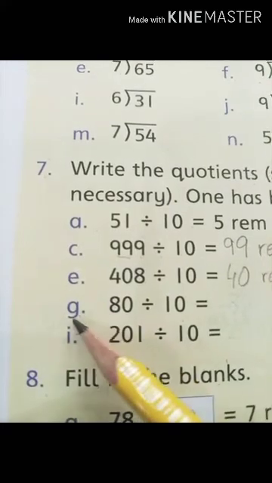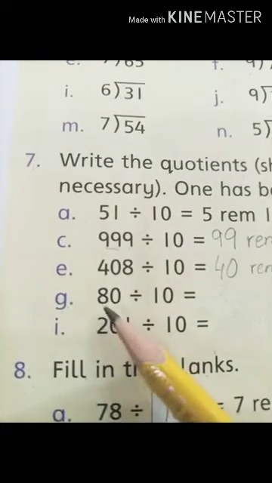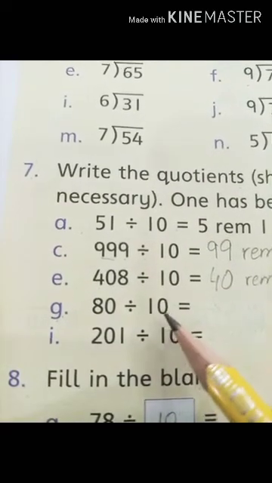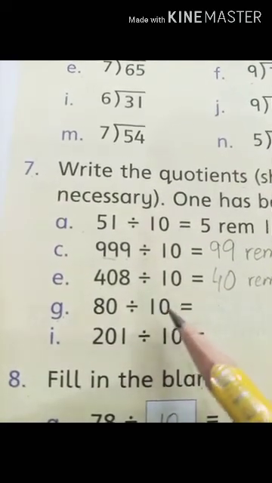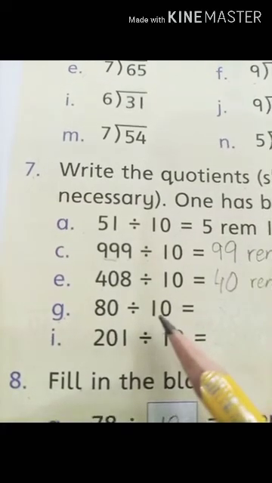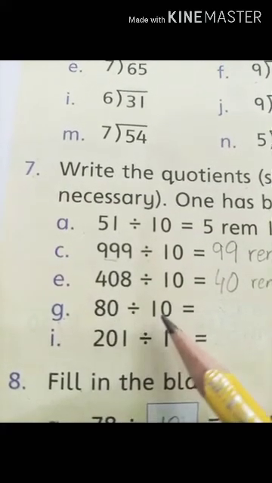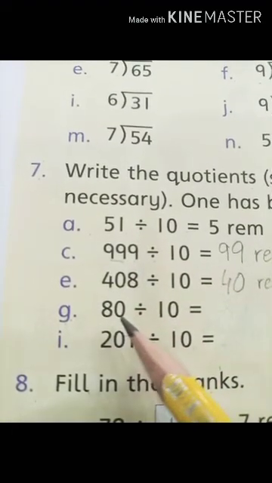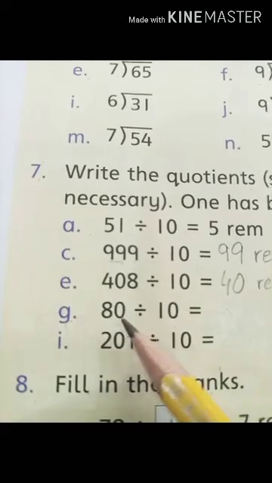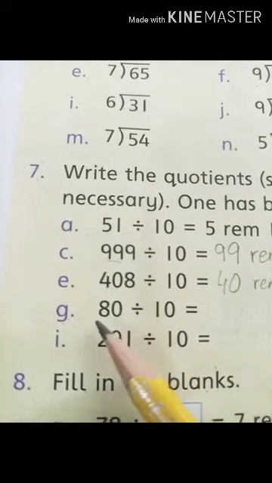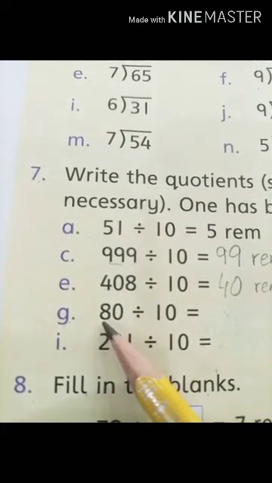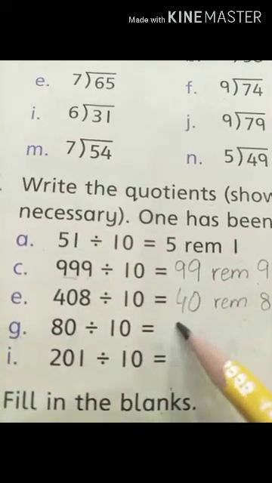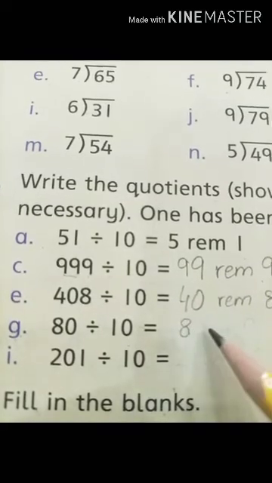Students, here is our part G. Now look at this. The number 80 is divided by 10. Now look, students, as we are dividing by 10, it means that our divisor is 10. So we can apply our logic here, which means that the digit at the quite right corner will be our remainder, and the remaining digits are our quotient. So I am writing my quotient here, that is 8, and my remainder.